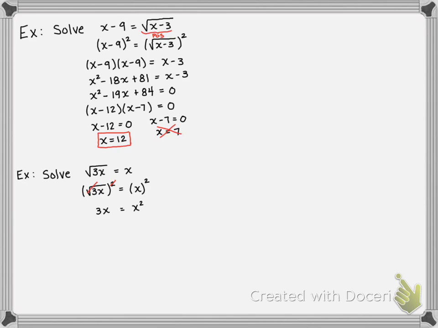So in this case, we see that this is a quadratic equation, and so we're going to subtract 3x from both sides to get 0 on one side. And then we'll factor. So in this case, we factor out an x. And then we'll set each factor equal to 0.